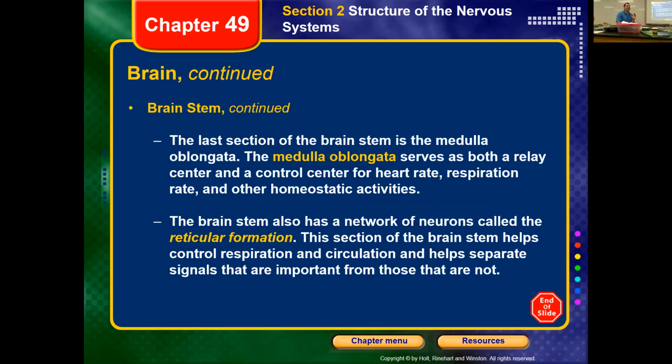Now, there's a lot of times where we can override the medulla oblongata to a point, because the higher levels of thinking, the cerebrum, can say, well, we need to hold our breath right now. So you hold your breath. But ultimately, at some point, you're going to pass out. And the medulla oblongata is going to take back over again and control that respiratory rate.